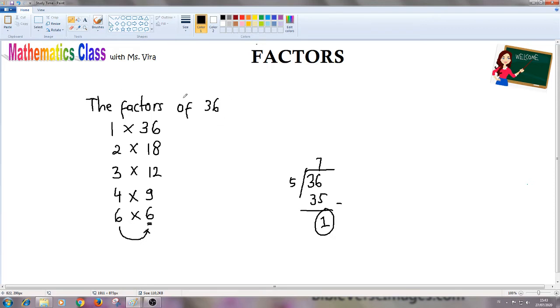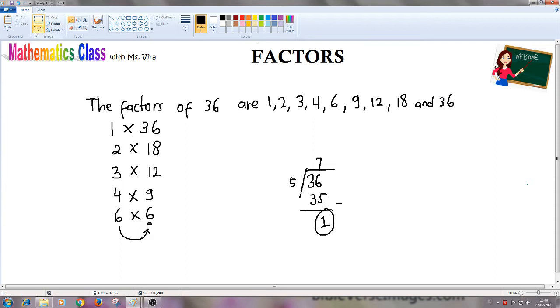So the factors of 36 are, we can start with the smallest number. So 1, 2, 3, 4, 6. Now you notice I wrote over here 6 times 6. But in the list of the factors of 36, I will just write 6 one time. So next, 9, 12, 18, and 36.